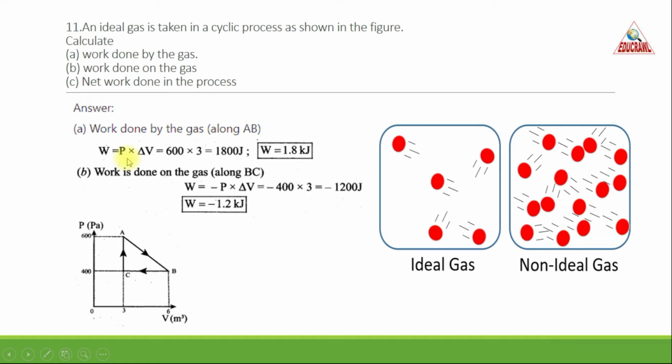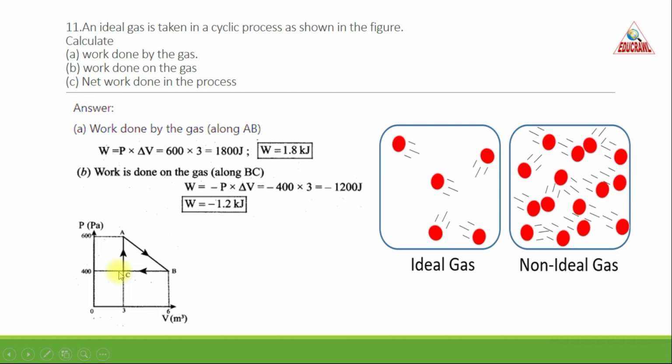So pressure value from the graph itself, you can see the pressure value is 600. And del V, the change in volume is from 3 to 6. So the change is 3. So 600 into 3, which is equal to 1800 joule. When you can convert this into kilojoule, you will have the answer as 1.8 kilojoule because 10 power 3 is kilo.